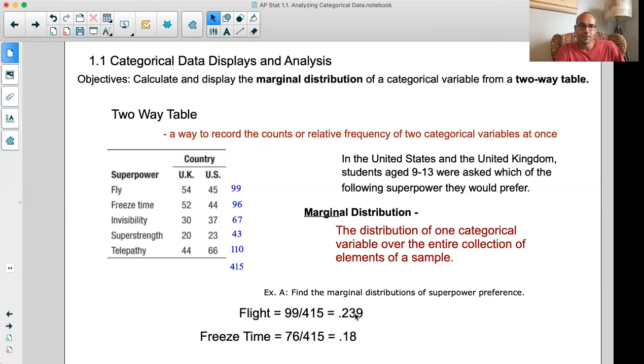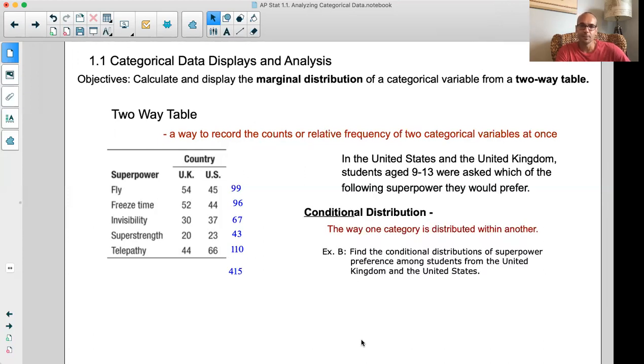So if you were going to do that for the next category, for each one, you would show your work, and then again you have some flexibility on how you write your answer. But those are two pieces of the marginal distribution of superpower.